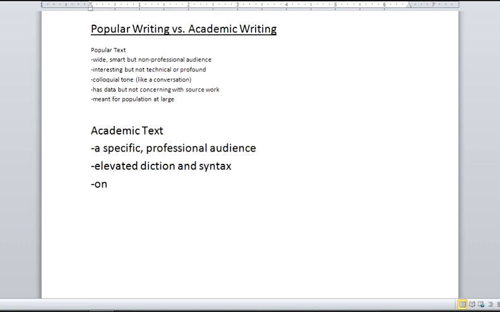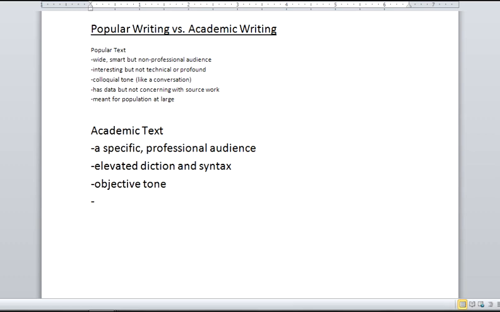It's going to have an objective tone. That is, although the writer may certainly have a point to prove or may have certain biases, he or she is going to be very careful to keep emotion or an emotional appeal out of the writing. It's going to try to base it as much as possible on facts or data or logic or definition. All right, so it's going to feel more clinical, more technical than popular writing.